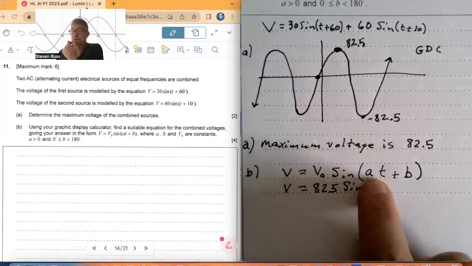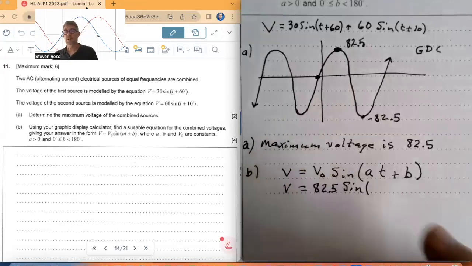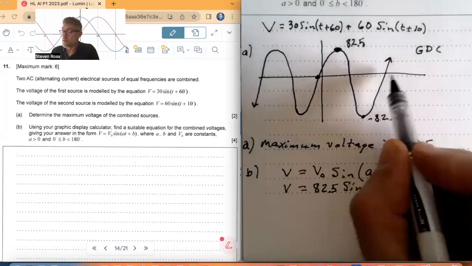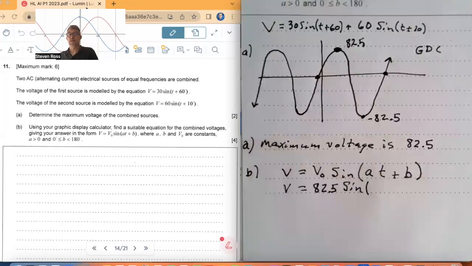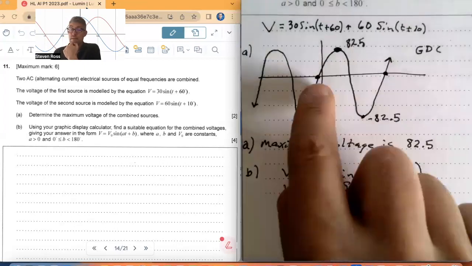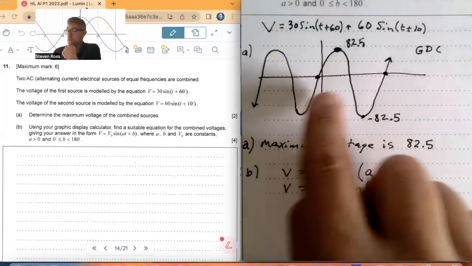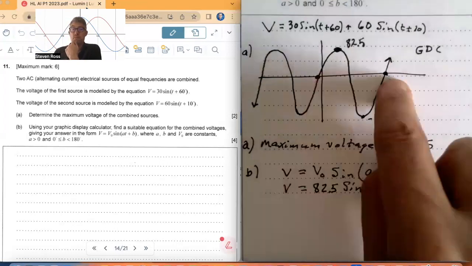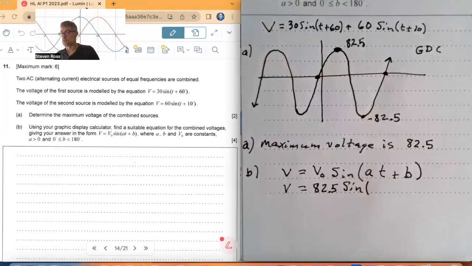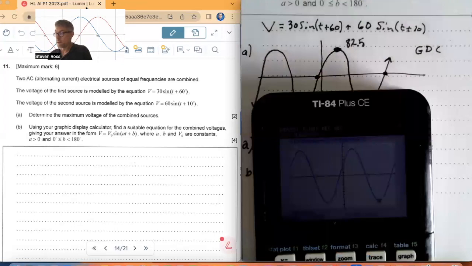This one is a frequency and it has to do with calculating our period. So let's look at our graph and see if we can find our period. I'll just find a couple of points that I think could help me to determine the period. I'll go to the midline going up, and then here is one whole period later. So I'm going to find both of those values using my graphics display calculator.